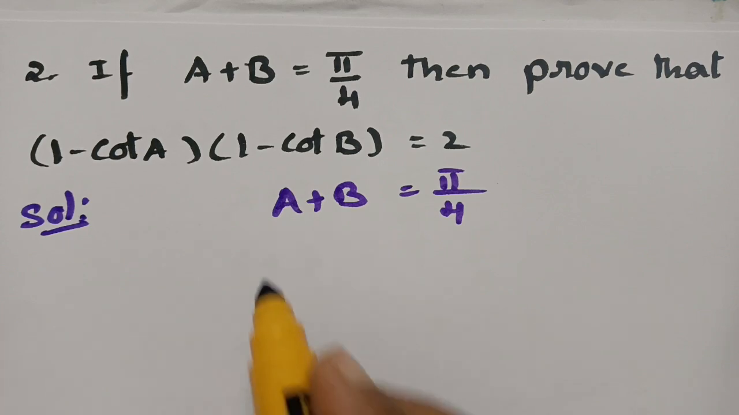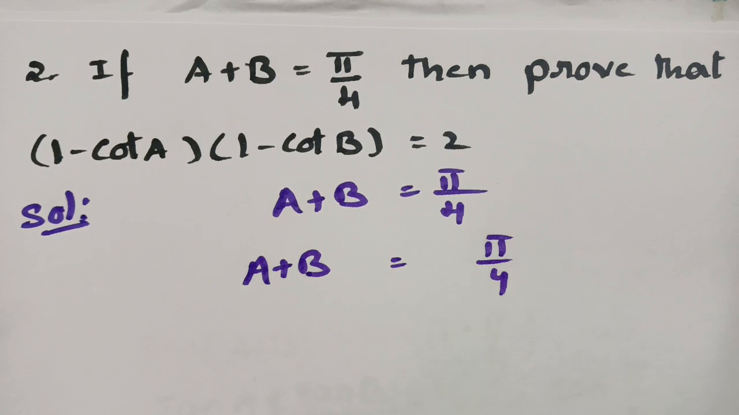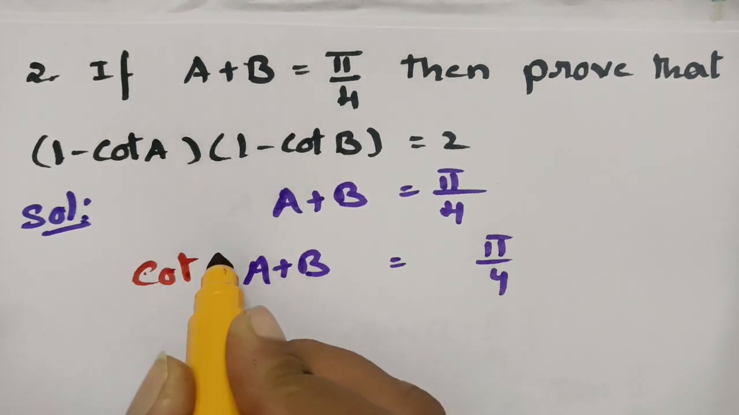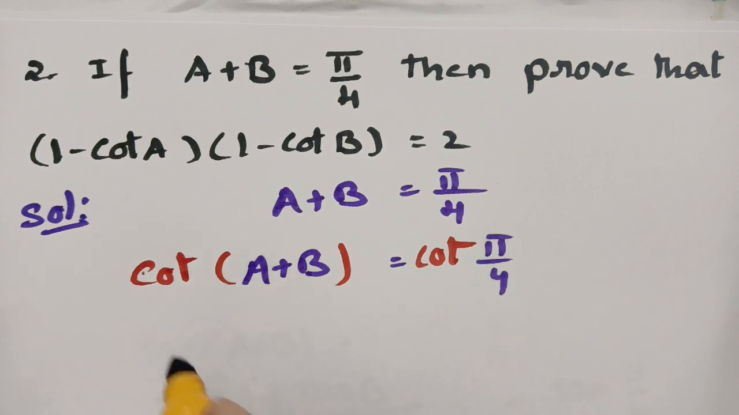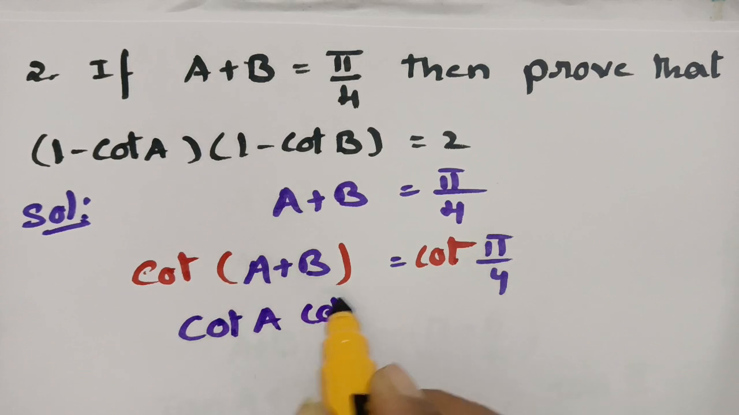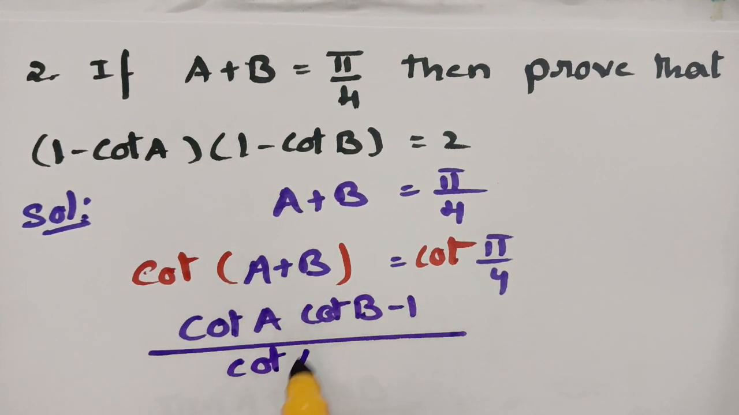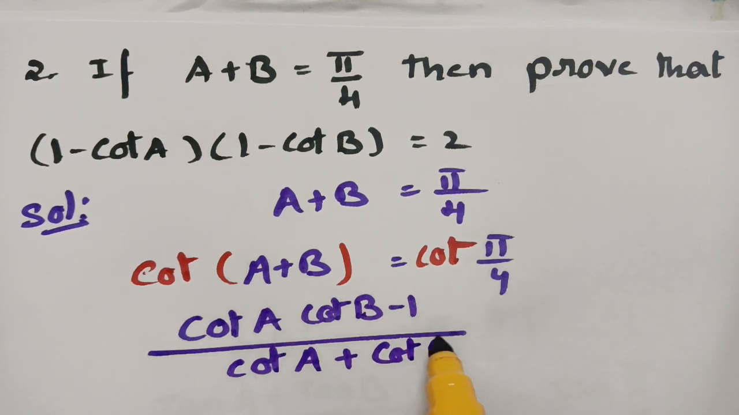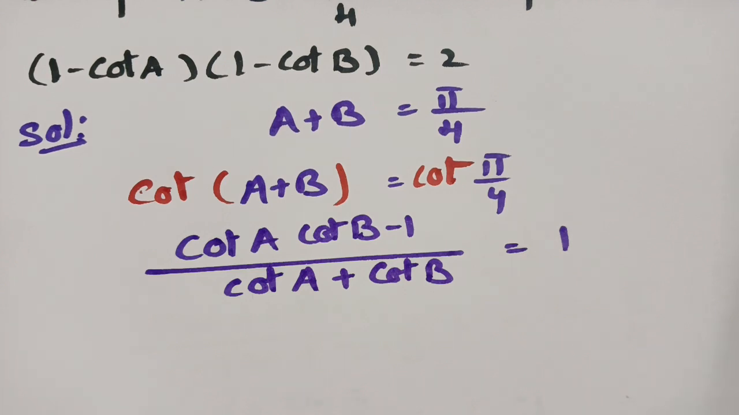Now A plus B is equal to pi by 4, and this time I am taking cot on both sides. So cot of A plus B is equal to cot of pi by 4. What is cot of A plus B? As you know, cot of A plus B is nothing but cot A into cot B minus 1 by cot A plus cot B, which is equal to plus 1.